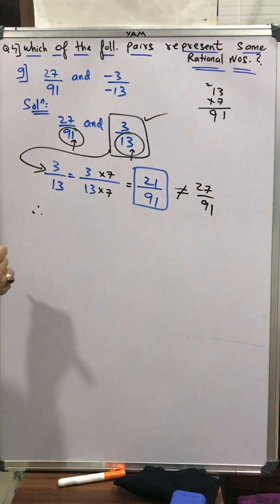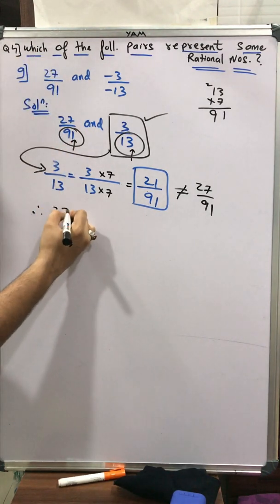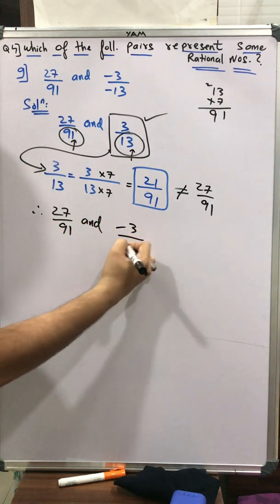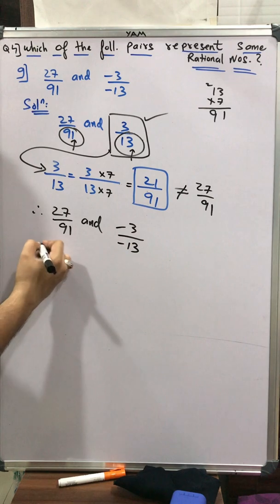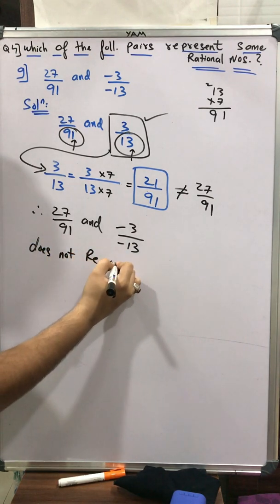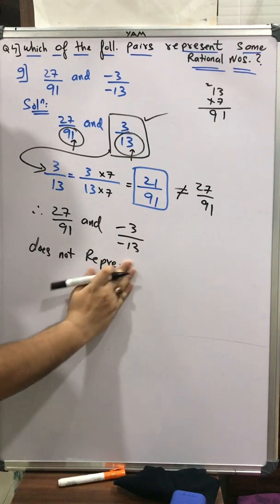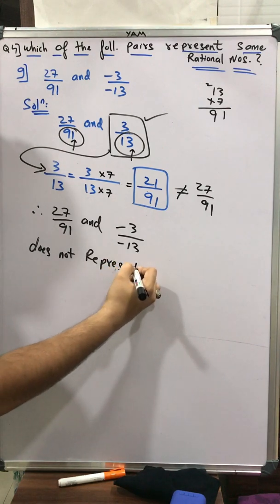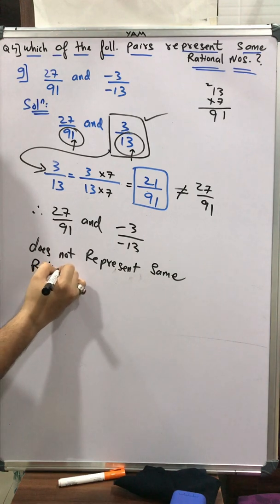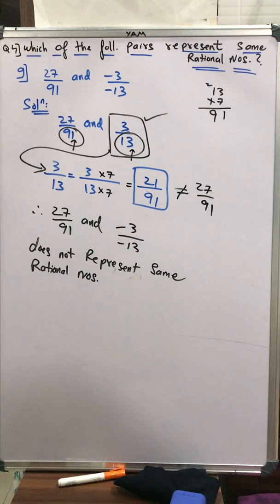Therefore, what statement will I write? A statement should always contain the original question. Therefore, 27 upon 91 and minus 3 upon minus 13 does not represent the same rational numbers. Please pause the video and continue students.